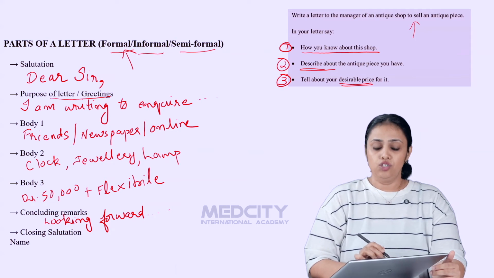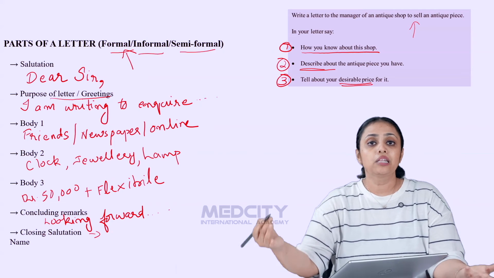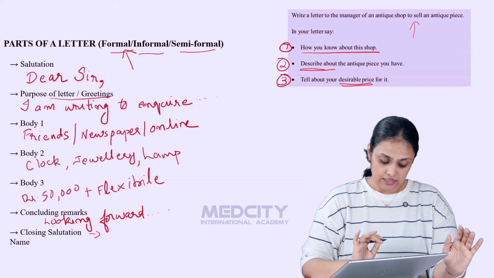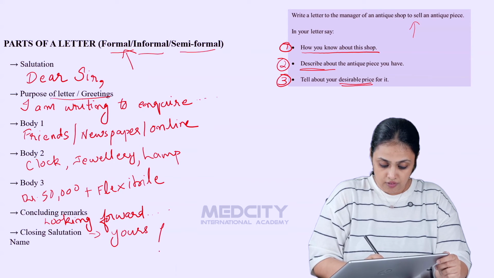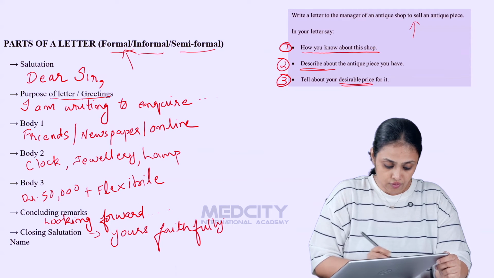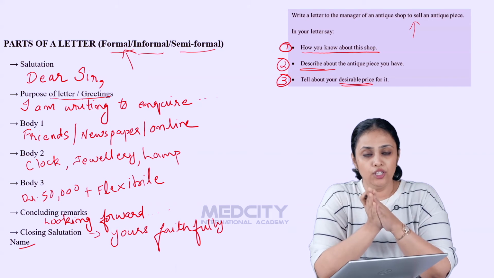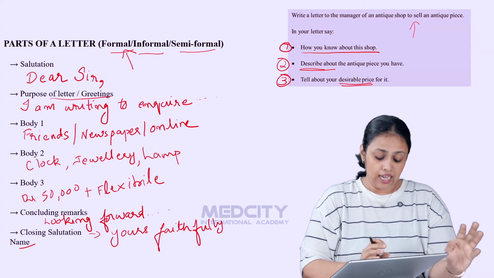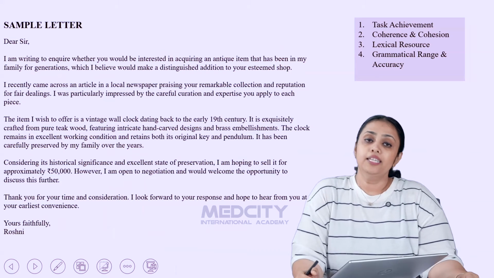Then closing salutation is where you write yours sincerely, yours faithfully, with love and all. But with love goes for informal letter. This being a formal letter, you can write yours faithfully, and then write your name. Okay, this is how you're going to develop your letter. I can show you a sample based on the idea that we have put in. Let's see a sample. This is the sample letter.